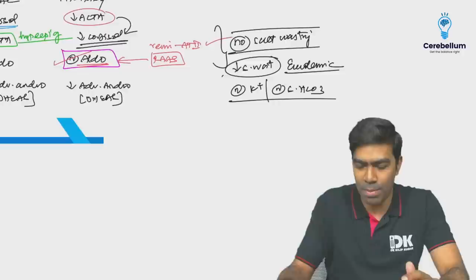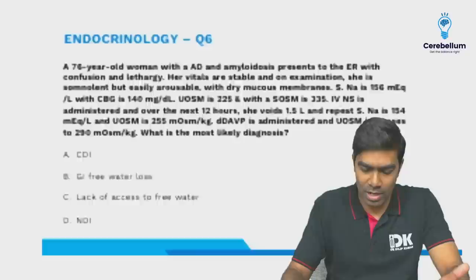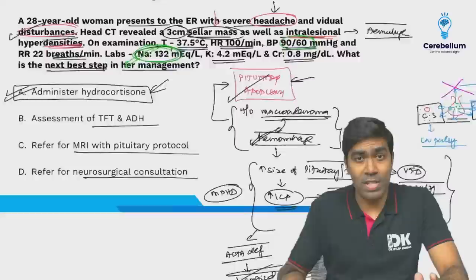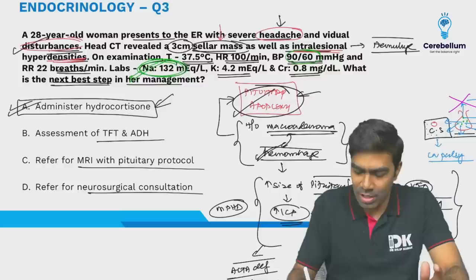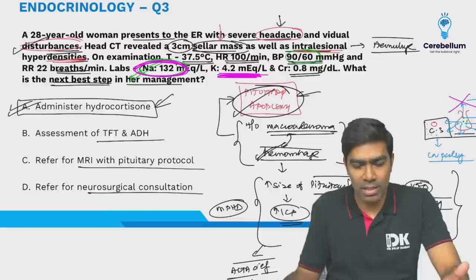So if you have understood the previous questions, it's easy for you to understand, right? So look at this question. This is a patient with pituitary apoplexy. We have discussed that already. So it's a pituitary problem. That is why this patient is having only hyponatremia. The potassium, if you see, it's normal. That is mentioned in this question as well. You won't have hyperkalemia and acidosis here. And you can see creatinine is also normal.